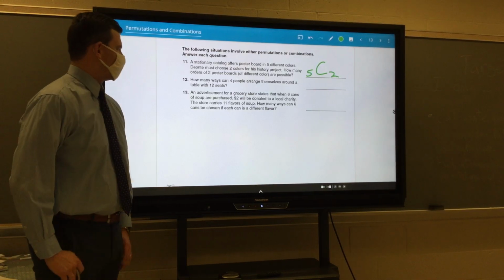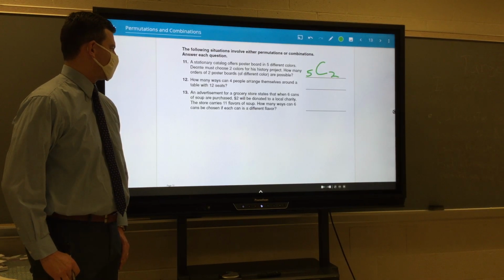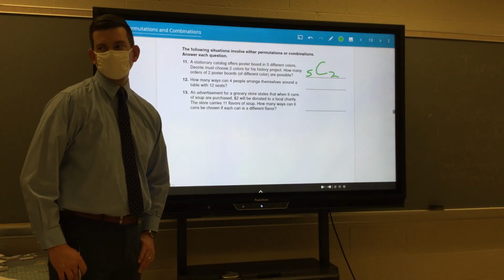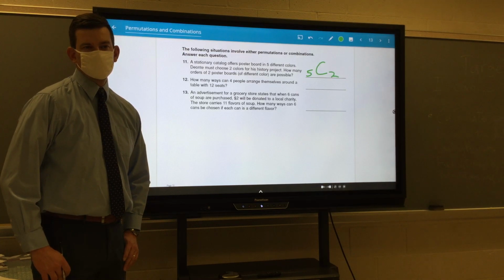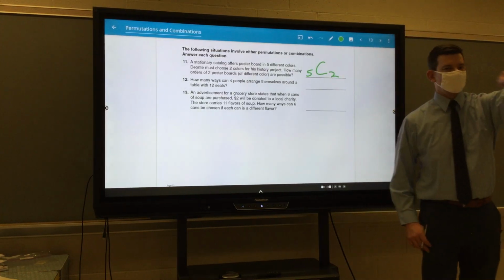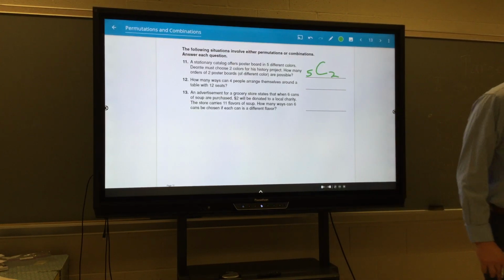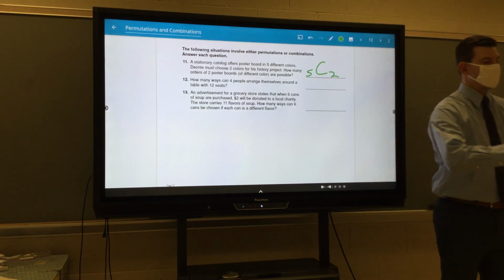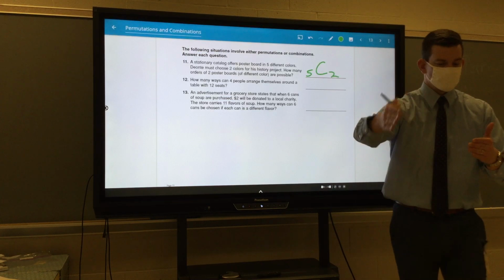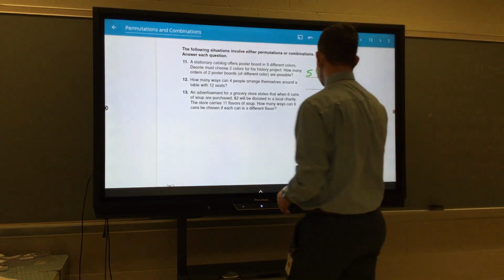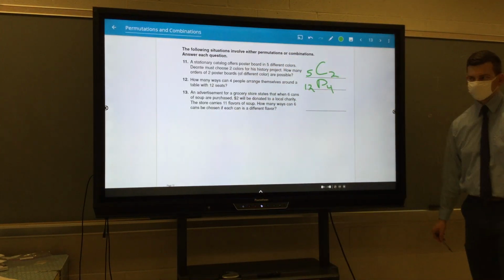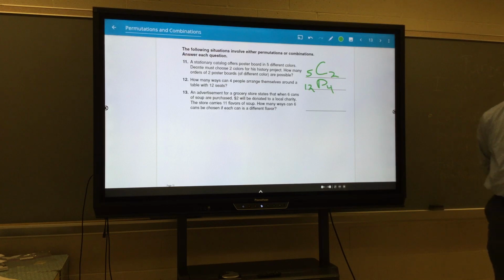How many ways can 4 people arrange themselves around a table with 12 seats? Permutation or combination? Okay. We're talking about how many ways you're seated around the table. Individuals and ordering does matter here, in terms of this person versus this person. This would be a permutation of 12 and 4. Then our last one here.